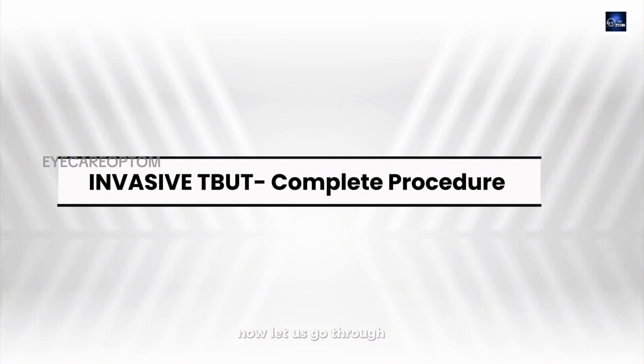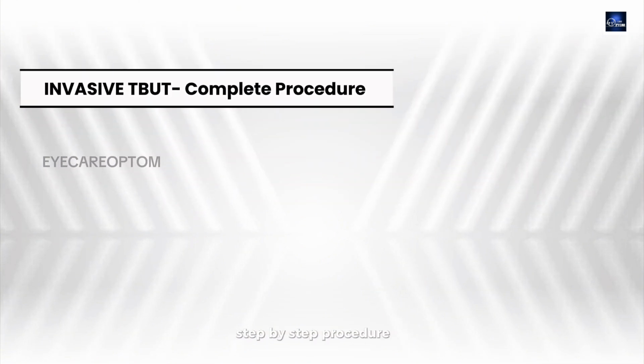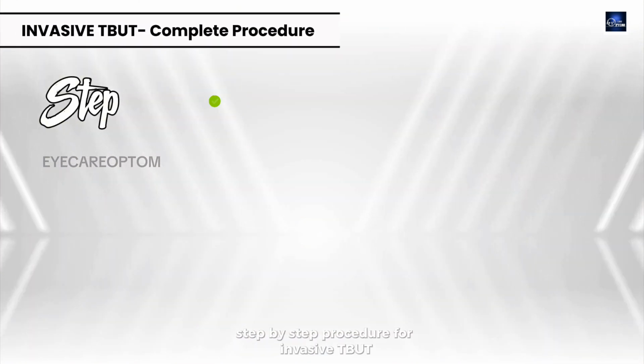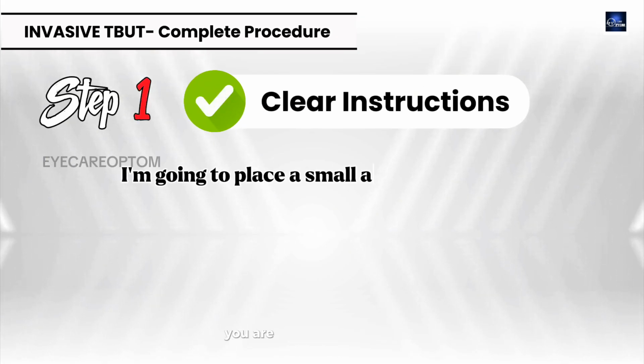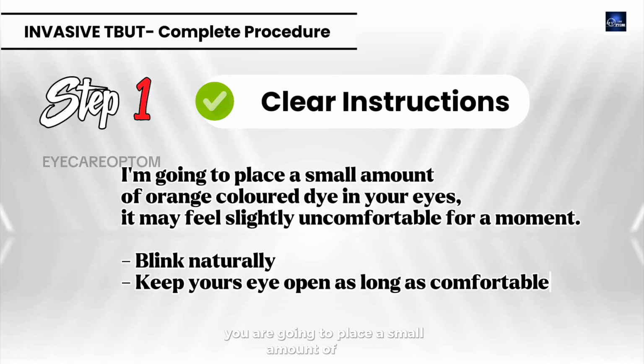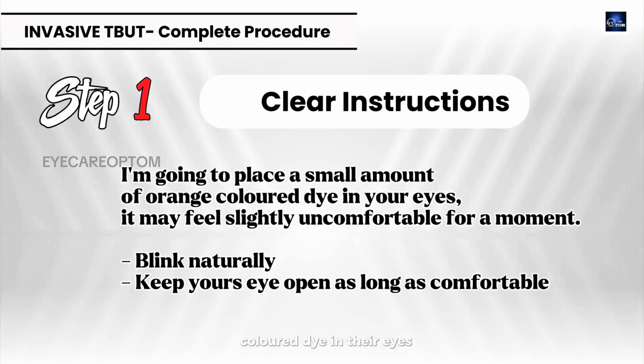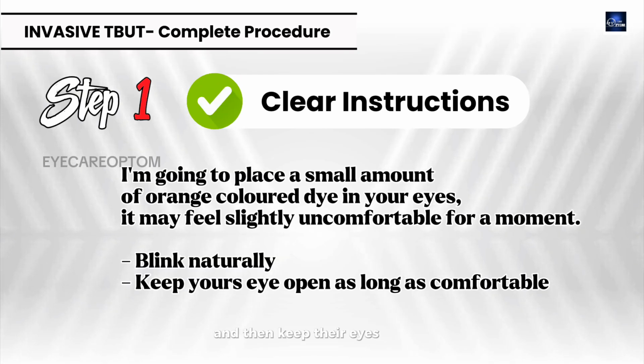Now let us go through the complete step-by-step procedure for invasive TBUT. Step 1. Explain the procedure to the patient. Tell them you are going to place a small amount of orange colored dye in their eyes. It may feel slightly uncomfortable for a moment, and you will ask them to blink naturally and then keep their eyes open as long as comfortable.